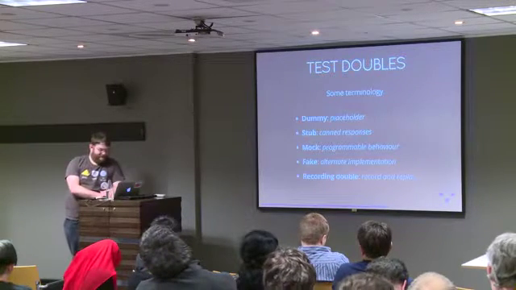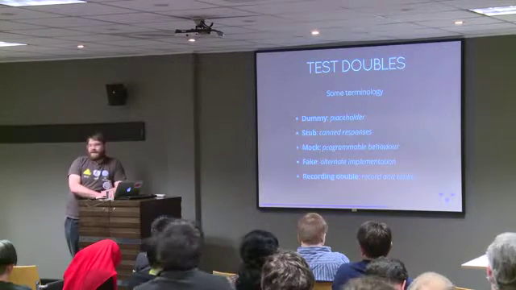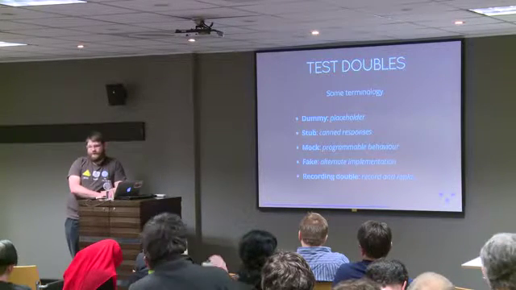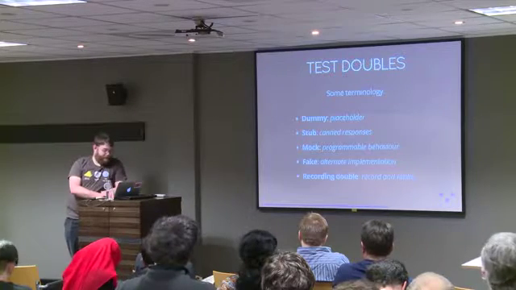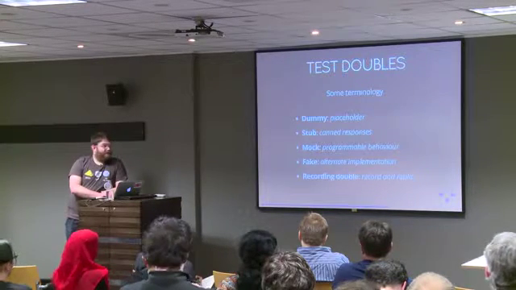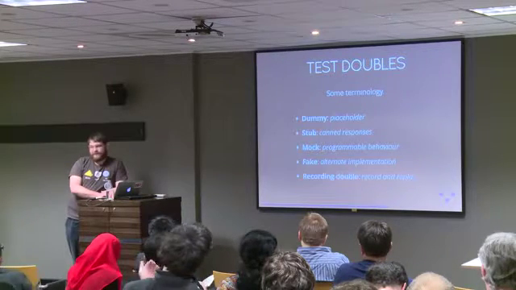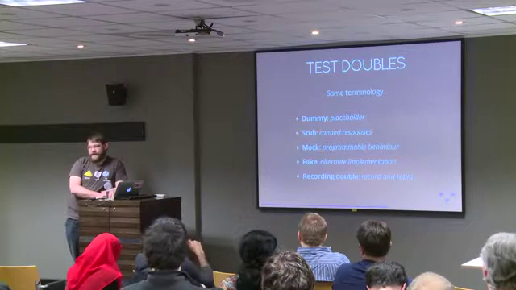A stub is slightly more complex than a dummy. Usually it's something similar to a dummy, but it needs to do something. It needs to have a particular attribute or a particular method that returns something. Then there's a mock, which is kind of like a stub, but much more generic and general.